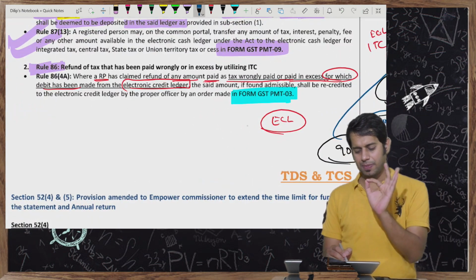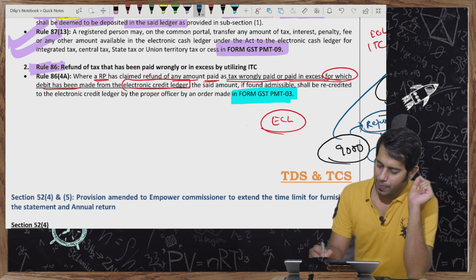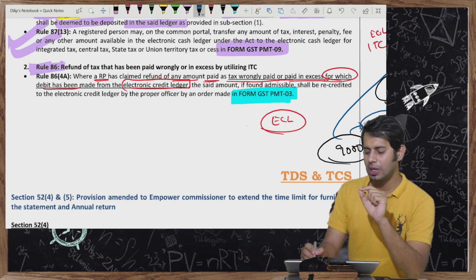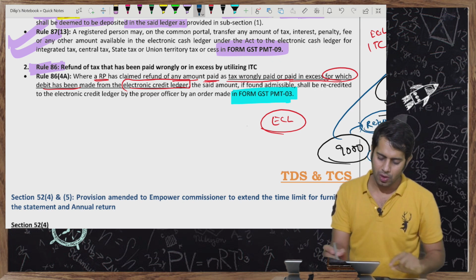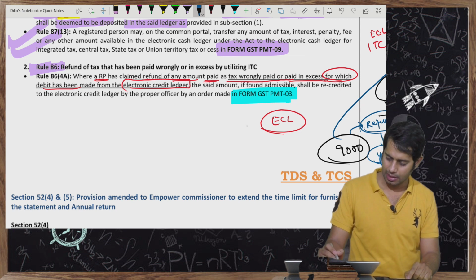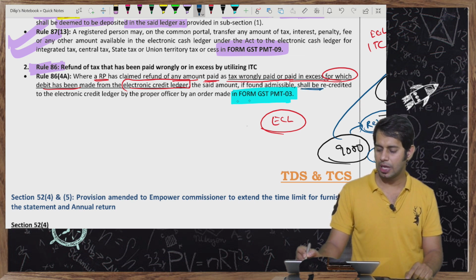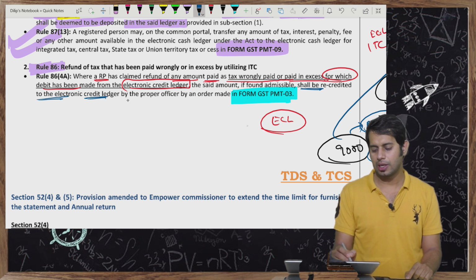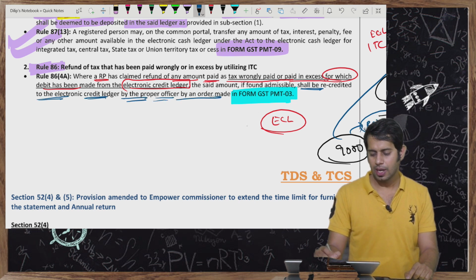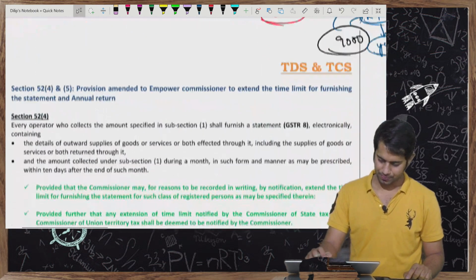Where a registered person has claimed refund of any amount paid as tax wrongly paid or paid in excess, for which debit has been made from the electronic credit ledger, the said amount, if found admissible, shall be credited to the electronic credit ledger by the proper officer by an order made in GST PMT 03.